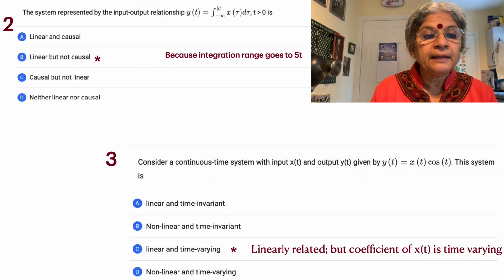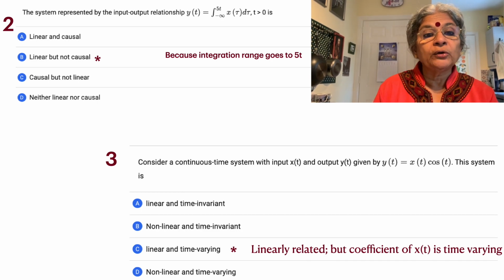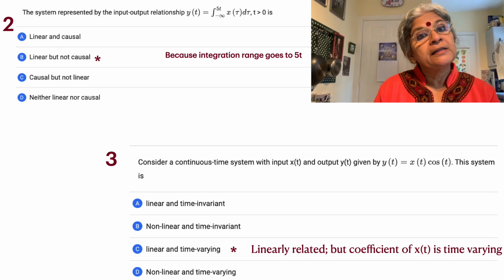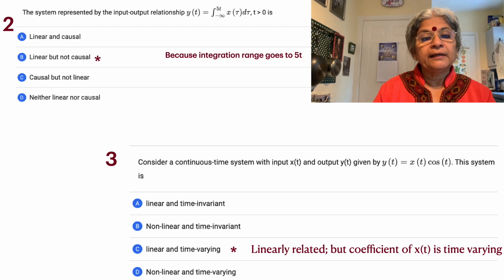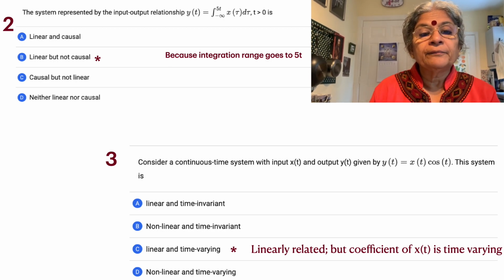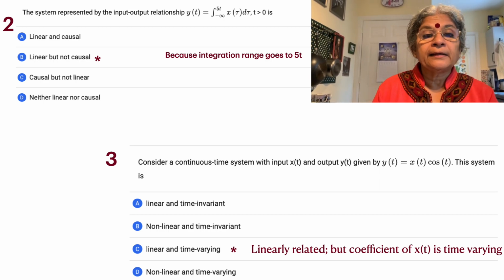So let's move on to the second problem, wherein we have the system represented by the input-output relationship y(t) equal to an integral. All differentials, all integrals are linear in nature. But of course, there is a time zone here. The time stretches from minus infinity up to 5t, and you have x(tau) d tau as the integrand. And this is taken at t greater than 0.